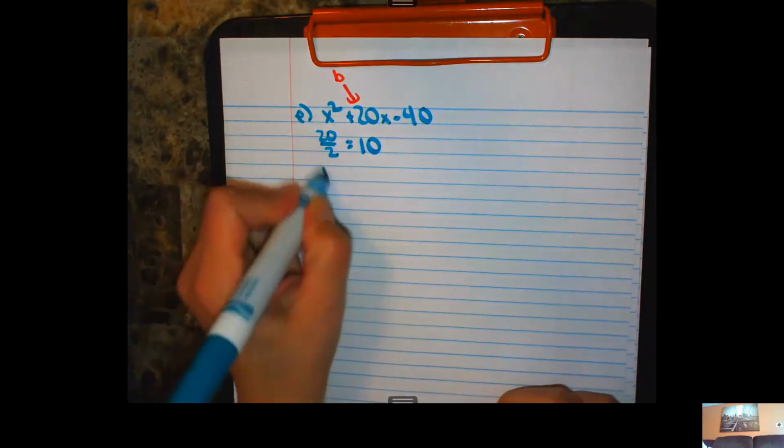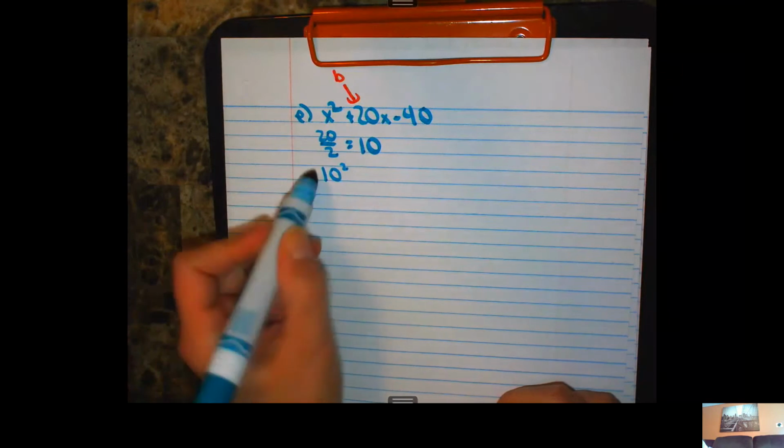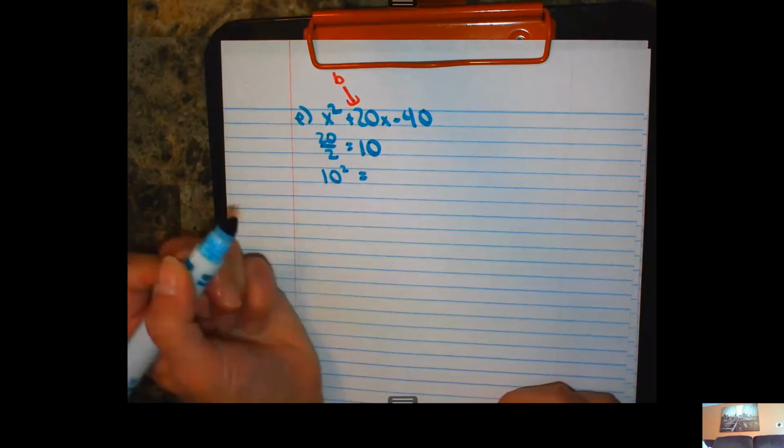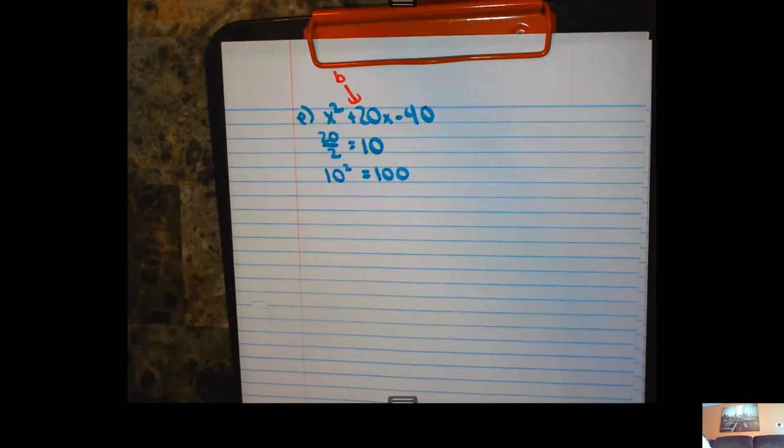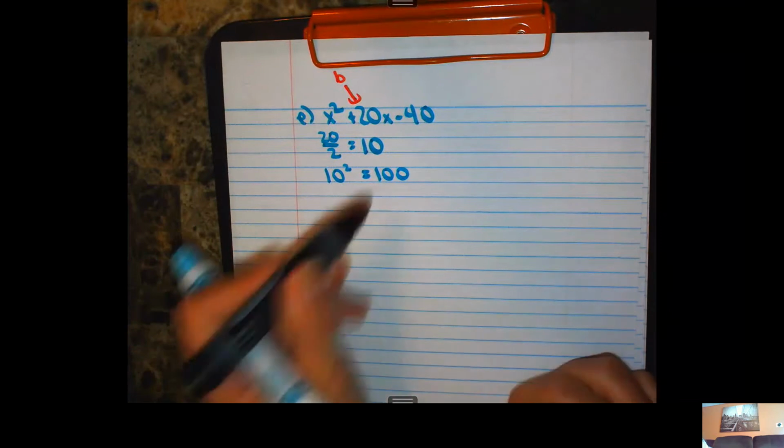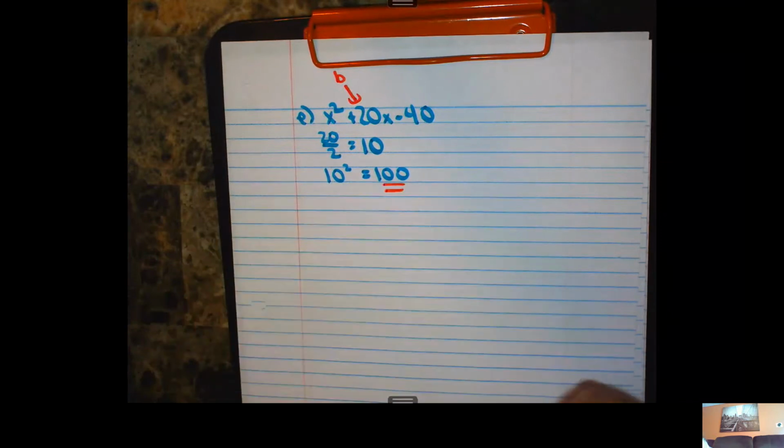So we're going to take 10 and square it. I don't need parentheses if it's a positive. 10 times 10 is 100. What are we going to do with the 100? Step 3, we're going to add and subtract that value.